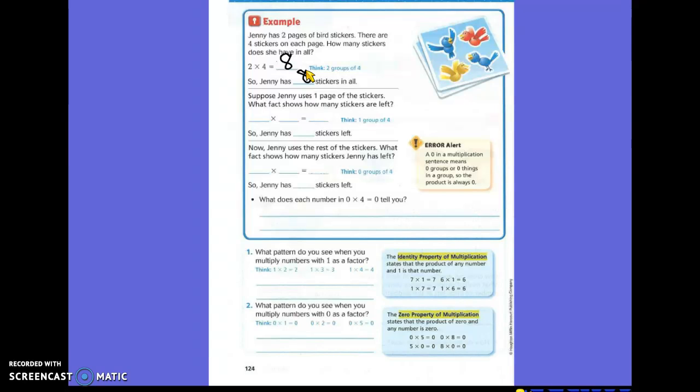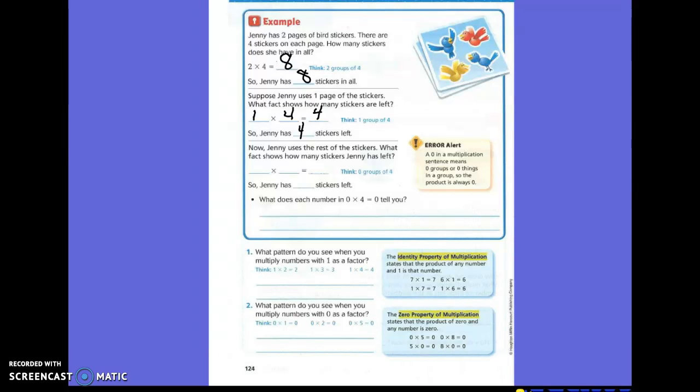So now let's figure out what the multiplication sentence would be. She used 1 page. So now, what's our first factor going to be? 1. Not 2 anymore. It's going to be 1 now. Because she used 1. And now, how many stickers were on each page? What's our second factor going to be? 4. And what does 1 times 4 equal? Like, how many stickers total are left? 4. So Jenny has how many left? 4. 1 group of 4 means there's 1 4. If there's only 1 4, that means there's just 4.